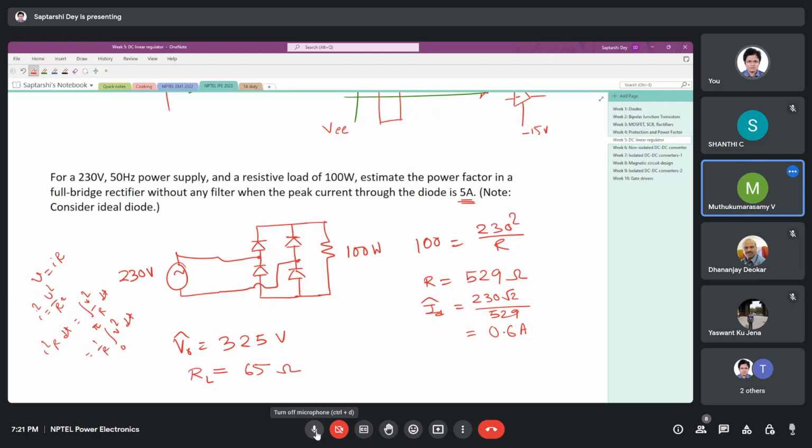Sir, this P naught is given in this problem. So P naught by the total VRMS into IRMS will give the power factor. Output 100 watt, it is matching, right? Yes. But it looks technically wrong, don't you think? Yes, sir. But since power is given, even they are given resistive load also.